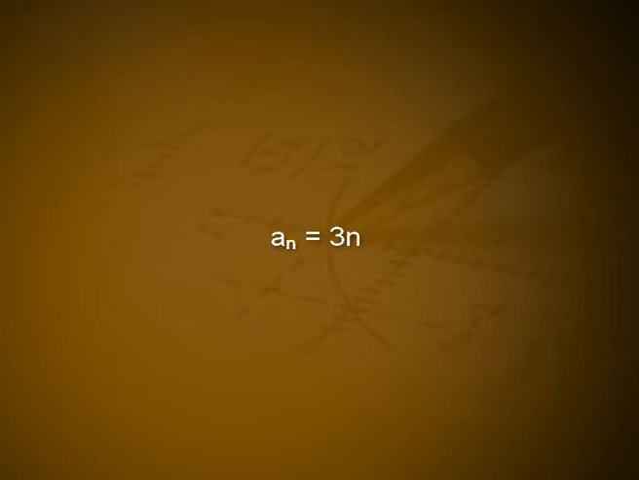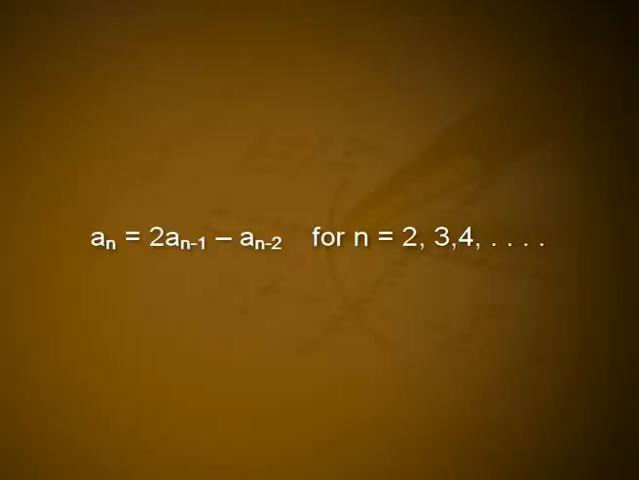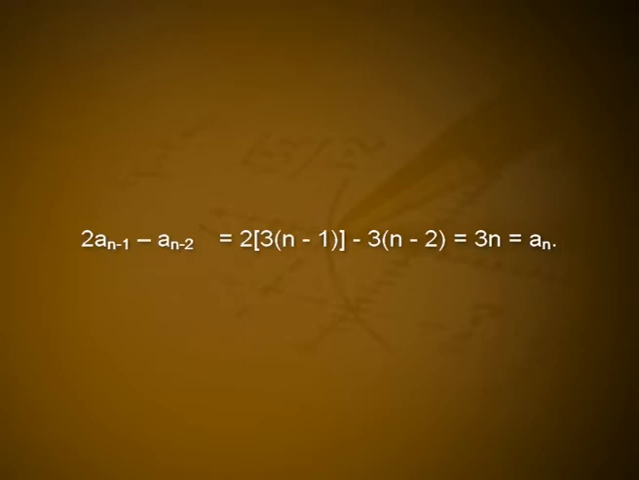Another example: check whether the sequence a_n where a_n = 3n for every non-negative integer n is a solution of the recurrence relation a_n = 2a_{n-1} - a_{n-2} for n = 2, 3, 4, etc. Answer the same question where a_n = 2^n. Solution: suppose that a_n = 3n for every non-negative integer n. Then for n >= 2, we see that 2a_{n-1} - a_{n-2} = 2(3(n-1)) - 3(n-2) = 3n, which is equal to a_n. Therefore, a_n = 3n is a solution of the recurrence relation.